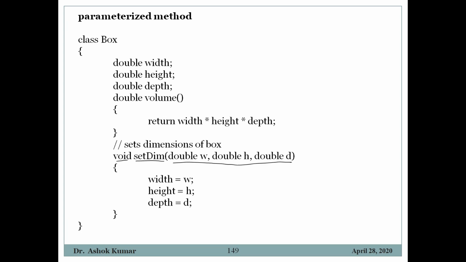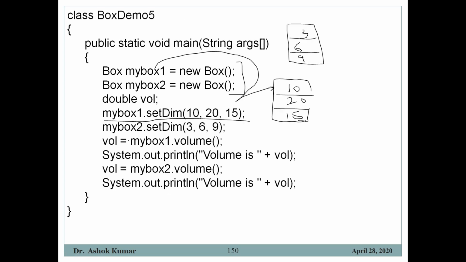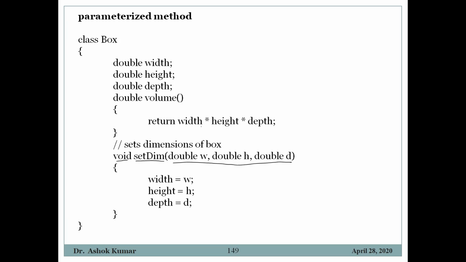So when you call it box, the width, height, and depth will represent the my box 2 object. You are calling it with my box 1, and this width, height, and depth will represent the set box 2 object. Next line we are calling the volume function. This is what we discussed yesterday.